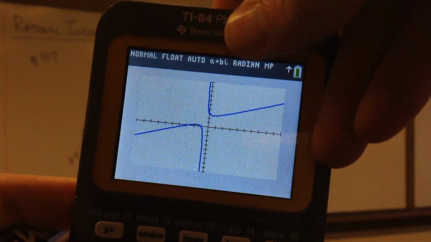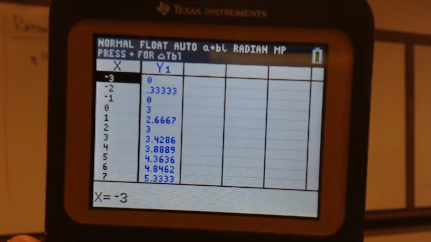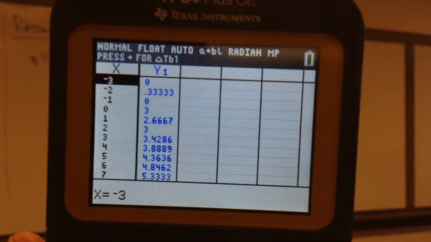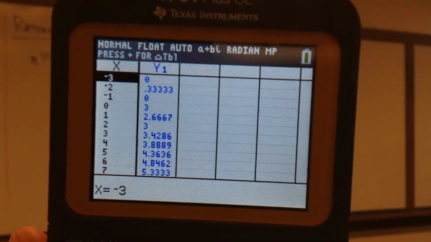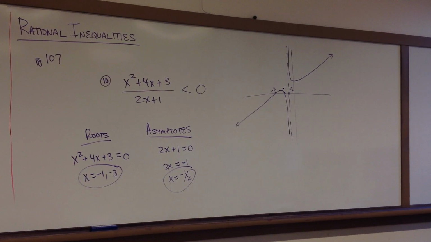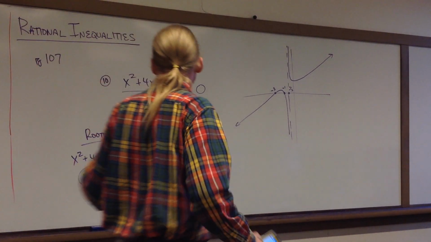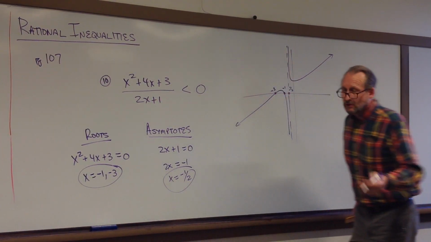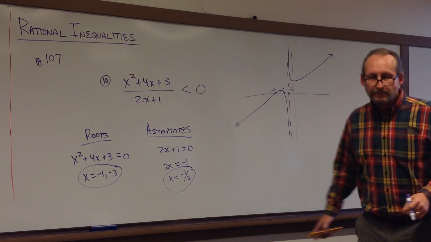And again, if we go into the table, because those two roots are whole numbers, you can see when x is negative 3, y is 0. When x is negative 1, y is 0. And we don't see the asymptote on there. We don't see that error message on this one because the asymptote is not a whole number, so it doesn't show up in the table.